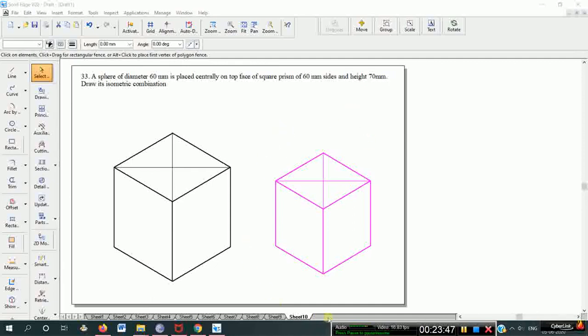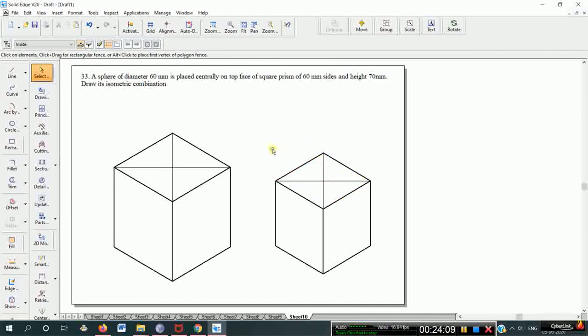The rest of the things must be converted to isoscale. If you are constructing on an isogrid sheet, construct all the things using grid lines. Only the sphere has to be constructed in actual size: use 60 mm diameter, use a compass, and taking this as the center point, construct a 60 mm circle.